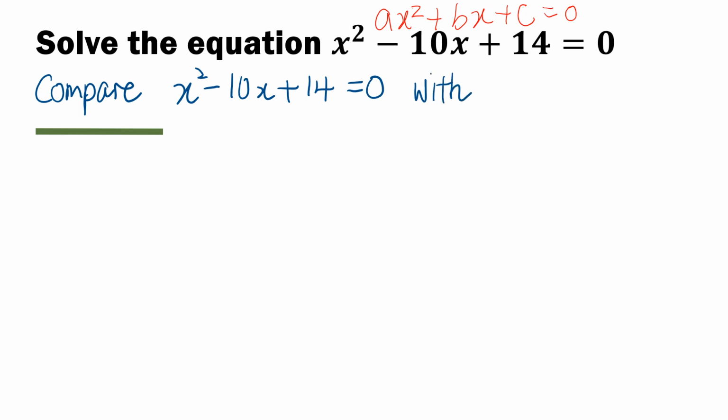Yes, you just compare it with ax squared plus bx plus c equals to 0. Why do you want to compare it? Because we need to write down the values of a, the values of b and the values of c. So a is the number in front of the x squared term. Okay, x squared means 1x squared. So the number in front of x squared is 1, which is the value we're going to substitute as a in the quadratic formula.